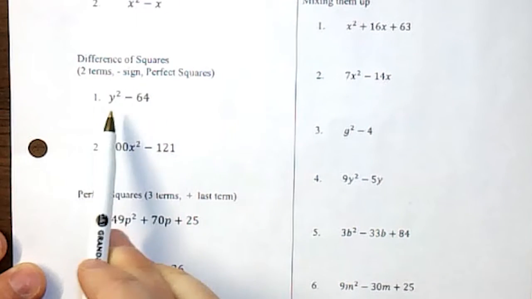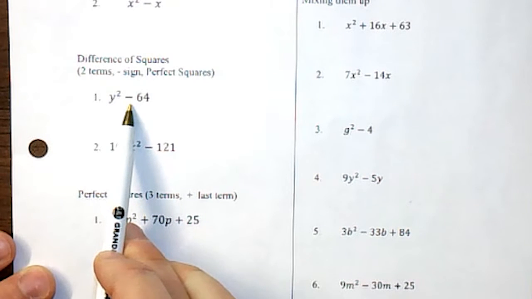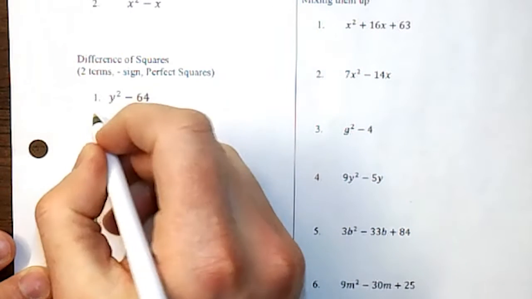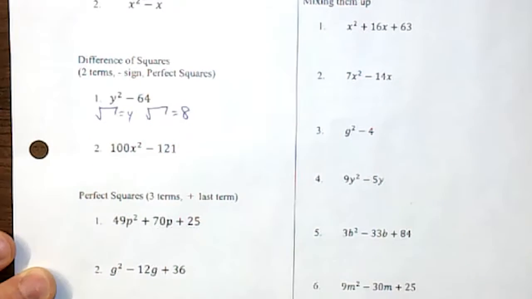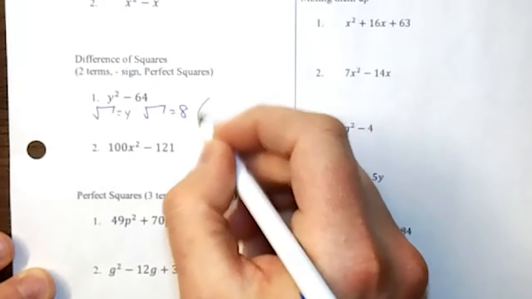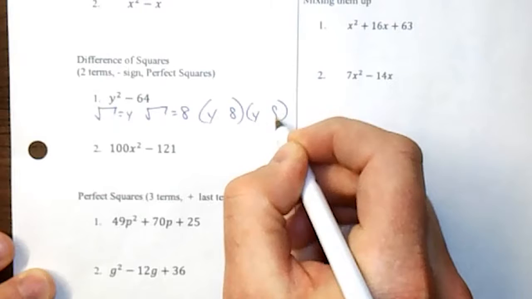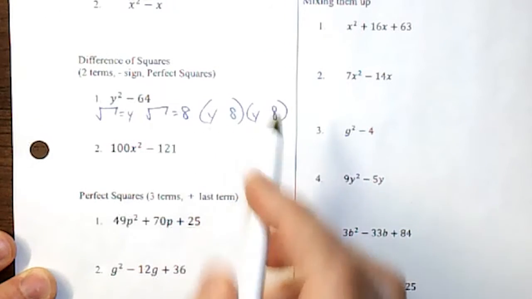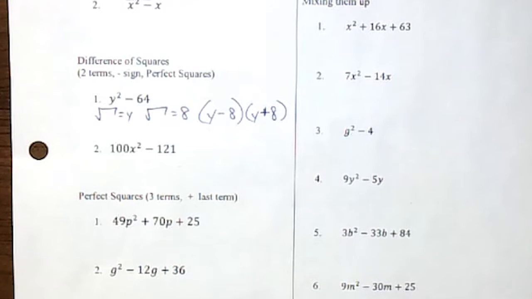Squares. We're looking for perfect squares at both ends with a minus sign if it's a binomial. So both are perfect squares, so I can take the square root, y and 8. So I'm going to repeat both in the binomials. One has to have a minus, one has a plus. It doesn't matter the order. Y minus 8, y plus 8.